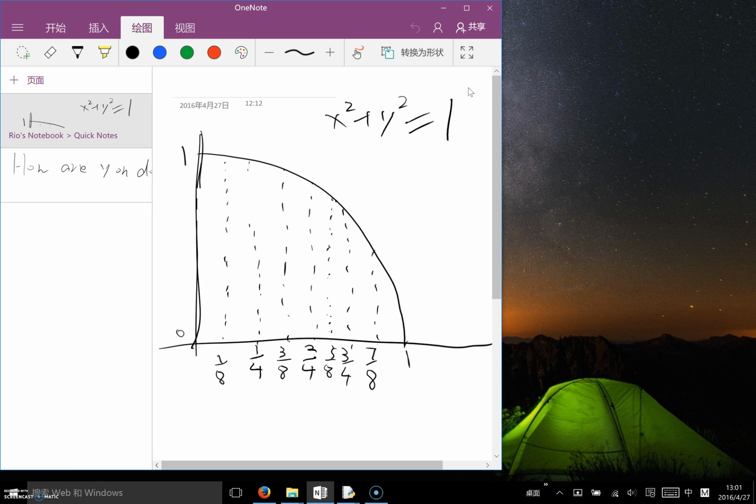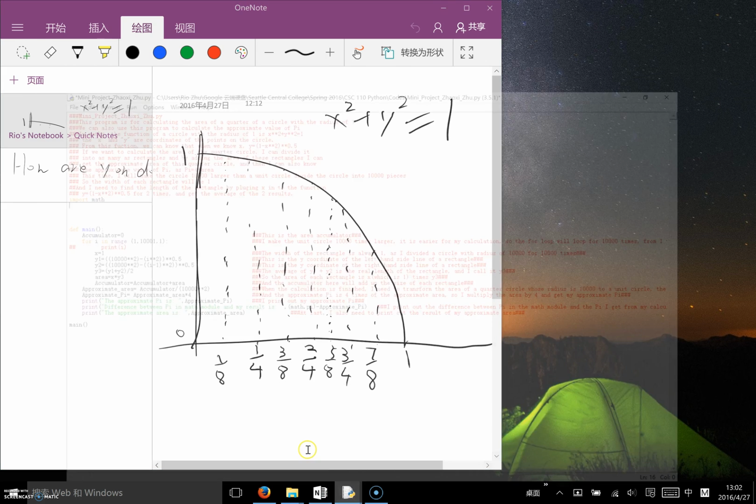Look at this picture. If we divide the quarter of a unit circle into many pieces like this, say 4 pieces, and then add up the area of this rectangle, and this rectangle, and this rectangle, and this rectangle, we can get the approximate area of this quarter circle. If I divide the quarter circle enough times, I can get a more accurate result.